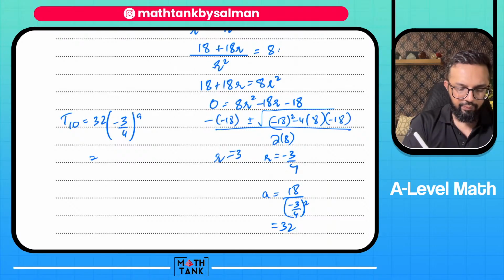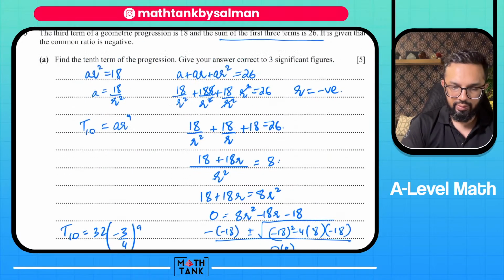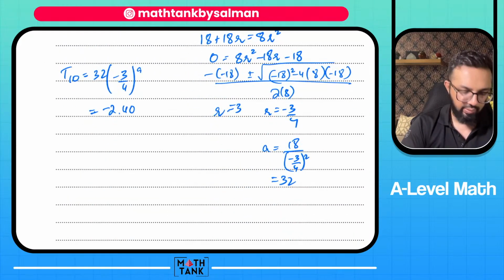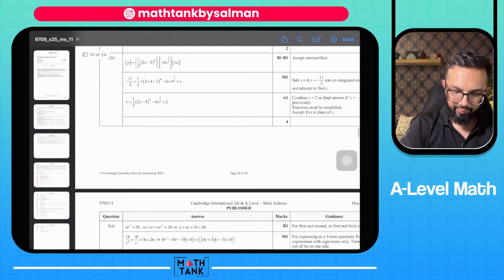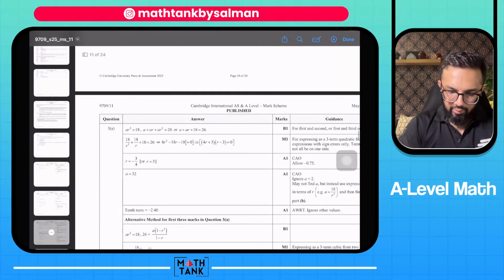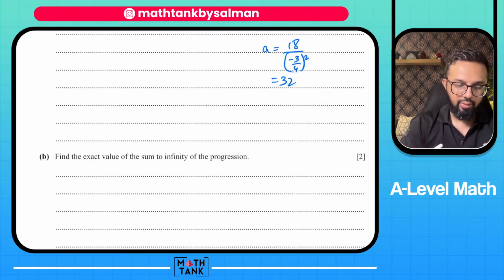Minus 2.40. It says correct to how many significant figures? It says correct to 3 significant figures. Yep, that should be the answer. I don't know if that's true. Let's check quickly. Oh, yep, that's correct. Okay, moving on.